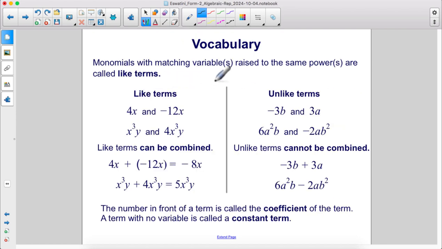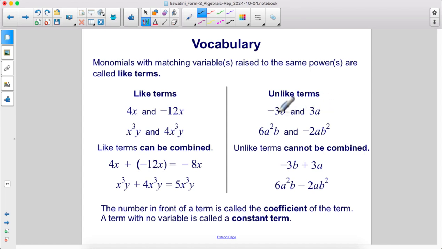Monomials with matching variables raised to the same power are called like terms. So 4x and negative 12x are like terms. X to the third y and 4x to the third y are like terms, and they can be combined. So we can add 4x and negative 12x to get negative 8x. And here we can add those together to get 5x cubed y.